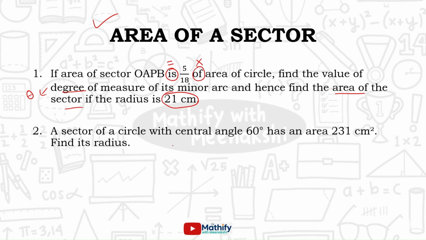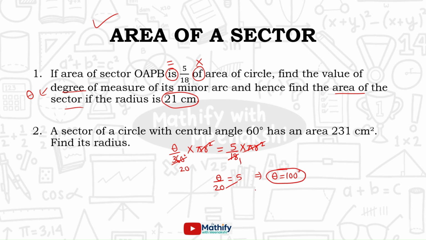Let's write that the area of sector, that is theta by 360 into pi r square, is equal to 5 by 18 into the area of the circle. We can cut these two, and we can also cut 18 and 360. We are left with theta by 20 is equal to 5. That means if you do cross multiplication, your theta is 100 degree.